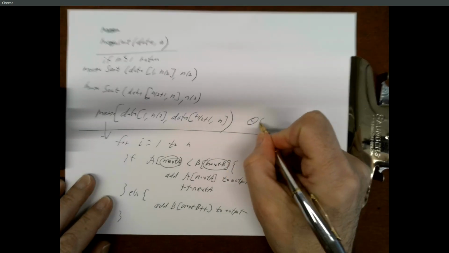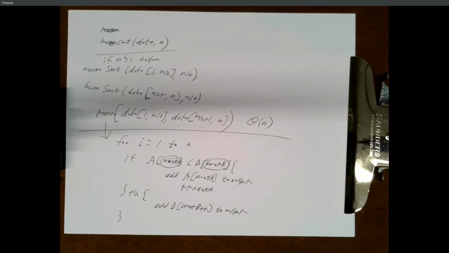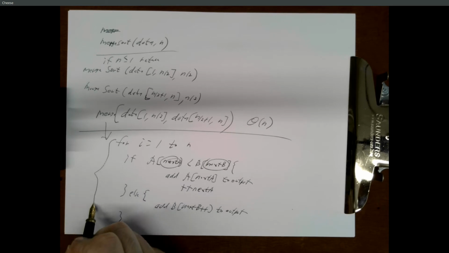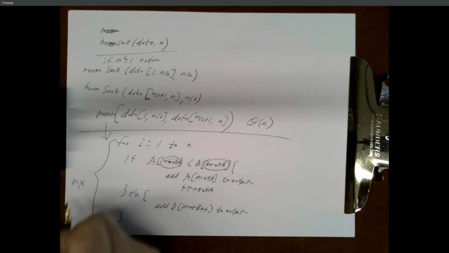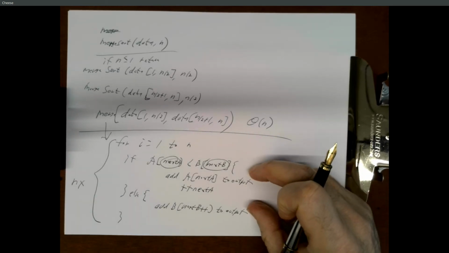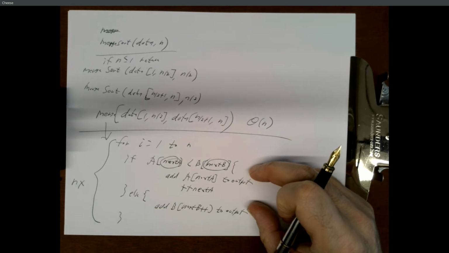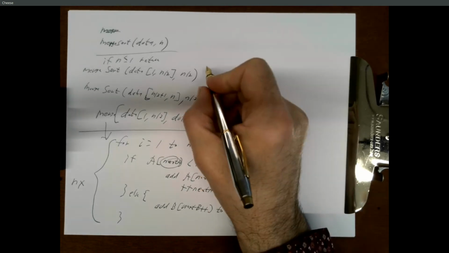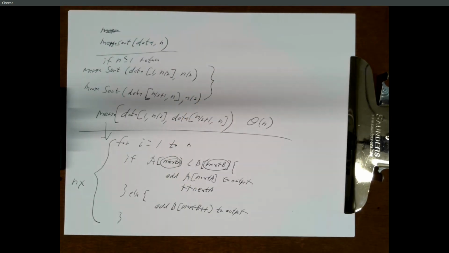So this merge step is order n. Right, if you have n pieces of data, you basically have to do some kind of loop that runs n times, and the amount of work in here is independent of the size of the data. But these recursive calls, each time you call merge, you're going to get twice as many calls to merge.